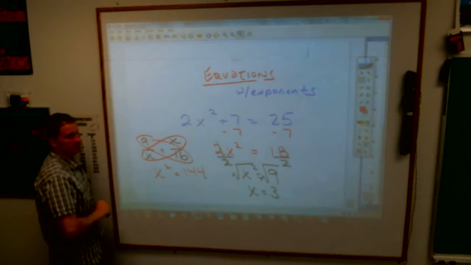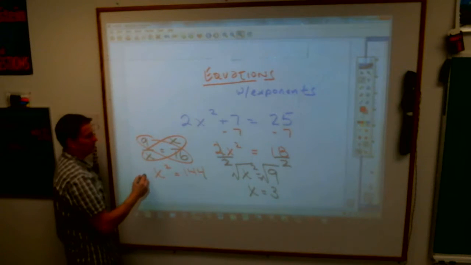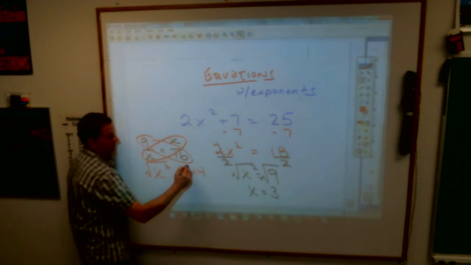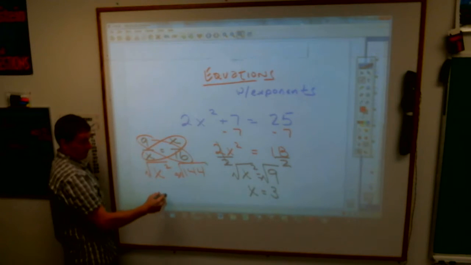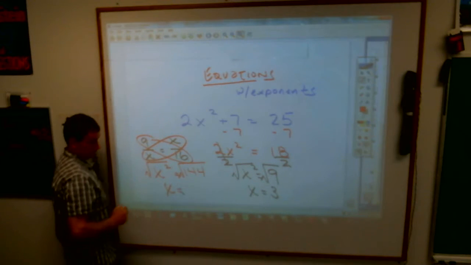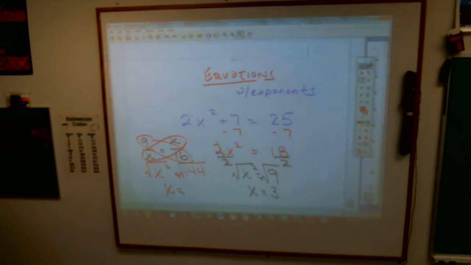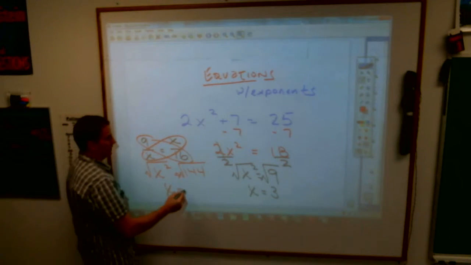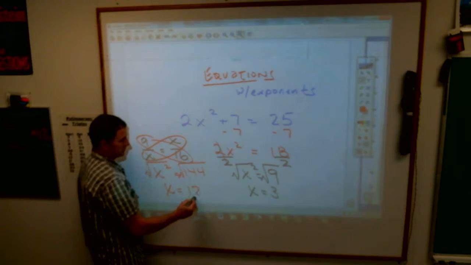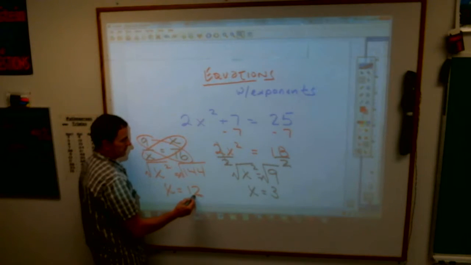And then how do you solve it? The same thing we did here. You take the square root of both sides. Square root of x squared is x. And the square root of 144 is 12. Now, technically, listen to me because this is a hard thing for people to get.